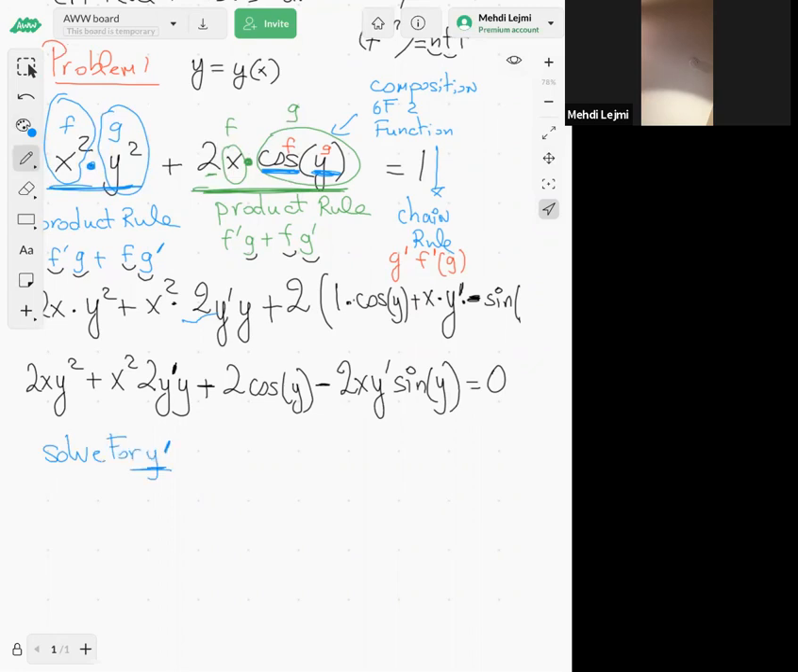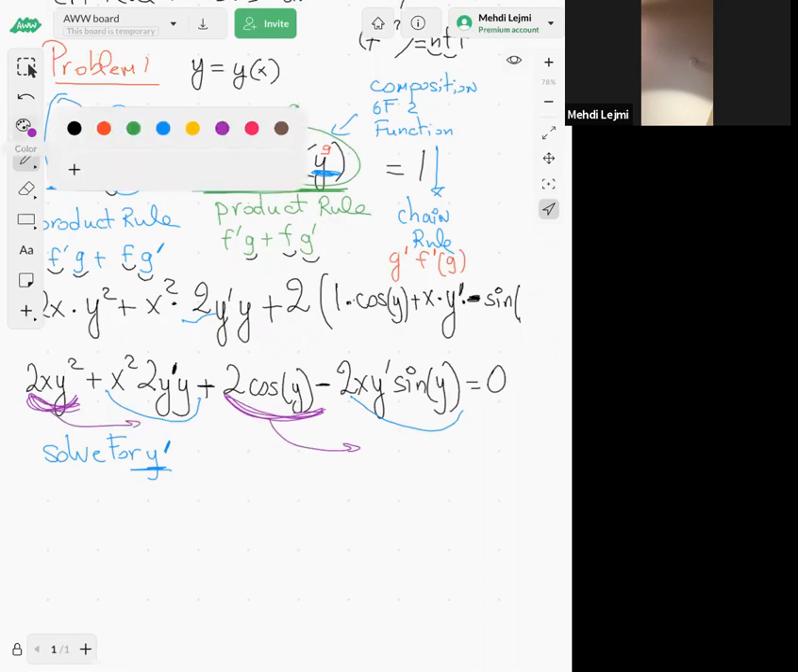So where's y prime? I have y prime in this term and y prime in this term. So I have to keep the y primes on the same side and move everything else to the other side. Why do we do that? Because once you have all the y primes on the same side and everything else on the other side, then y prime is a common factor and you can factor out y prime. So I'm going to keep the y prime on the left side and move everything else. So I'm going to move the 2xy squared and the 2 cosine of y to the other side.